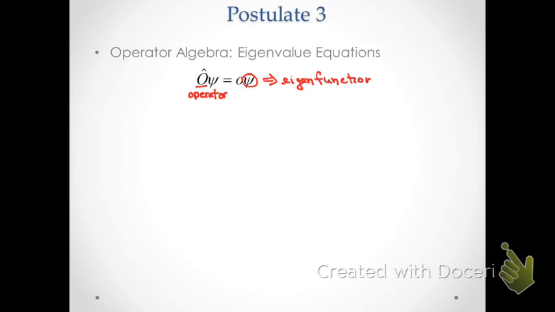Now, it's important to note that operating on a function does not necessarily give us a constant times the original function, and we'll look at an example of that in a little bit. If it does give us a constant times the original function, then we have this eigenvalue equation, and that constant is an eigenvalue.